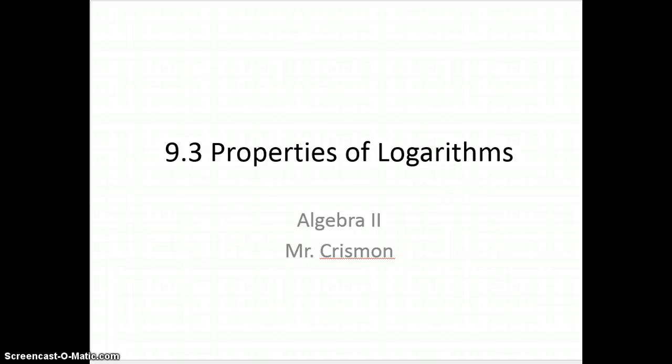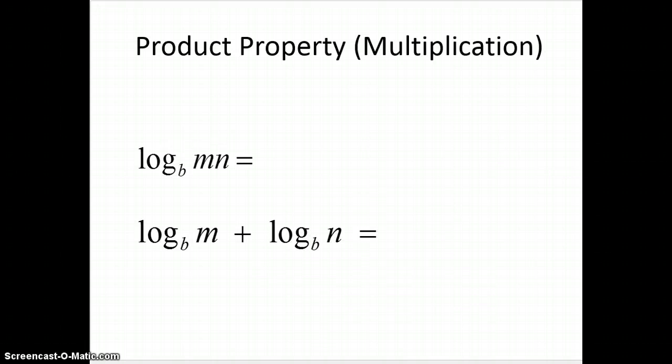Welcome to 9.3 Properties of Logarithms. So we have a basic idea of what logarithms are. Now we're going to start solving equations and using different properties to simplify expressions. Our first property that we're going to use is what we call the multiplication property.